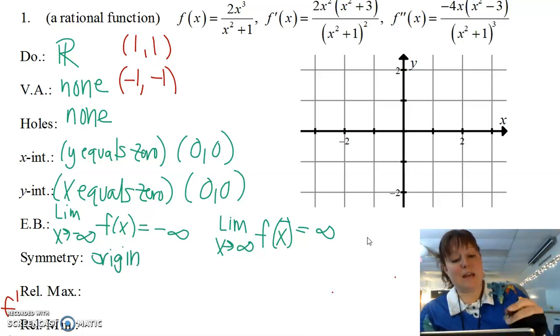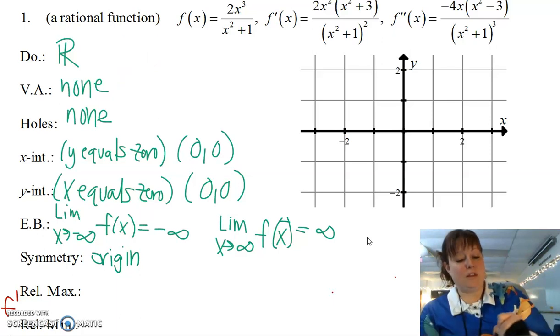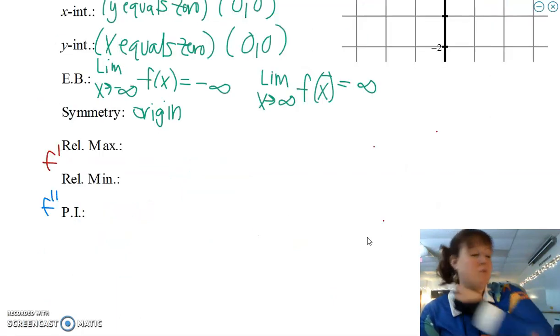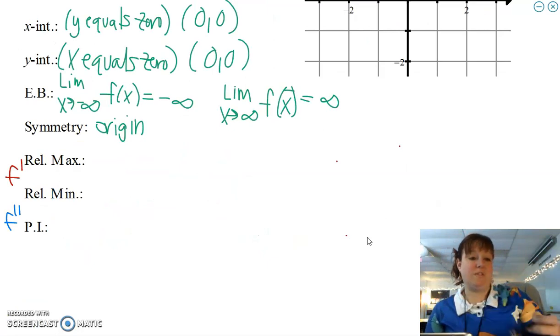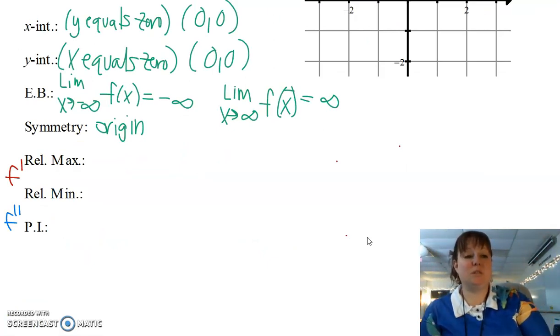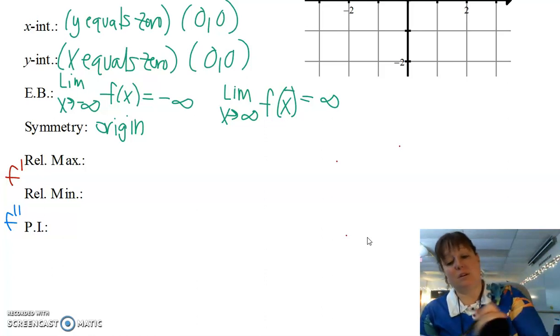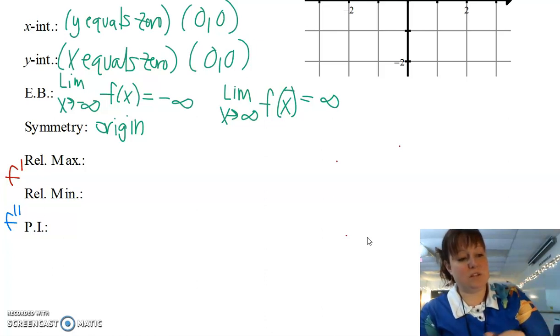All right, now we're into the calculus. So we're looking at relative max and relative min. Now remember, this has to do with the first derivative. That's why I wrote f prime right there. So this is the first derivative. So the first thing we're going to do is find some critical numbers. So what are our possible candidates for critical numbers?